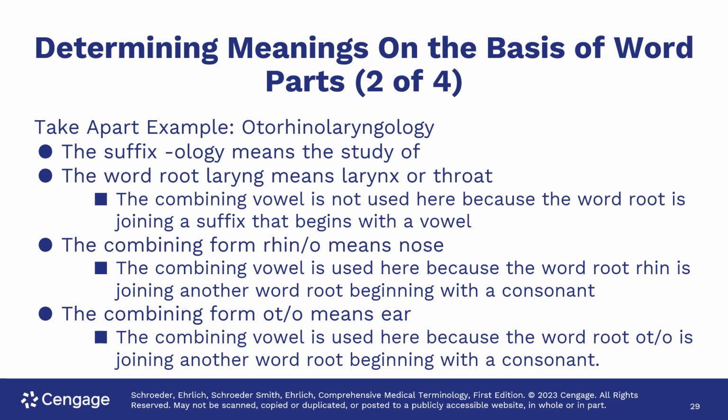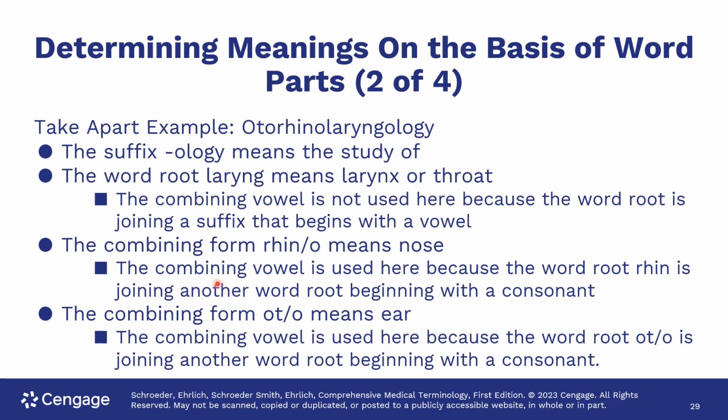So for example, I'm not even going to begin to pronounce this, otorhinolaryngology. The suffix ology means the study of. The word root is larynx or throat. The combining vowel is not used here because the word root is joining a suffix that begins with a vowel, so ology, right? The combining form rhino means nose, right here. So this is nose, this is larynx or throat, and this is the study of.